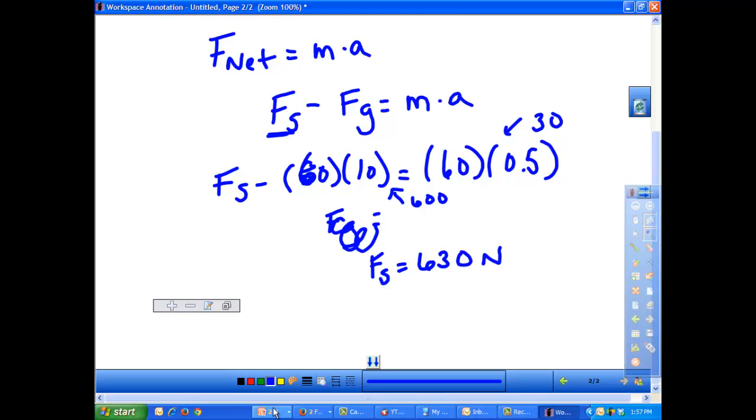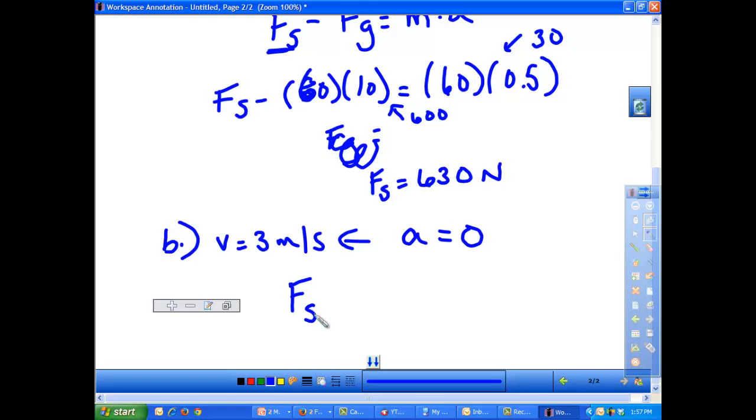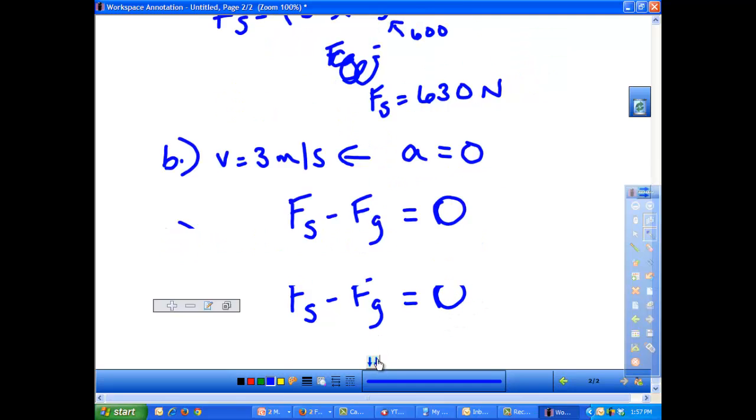Alright, let's look at the next part of the problem, which wants us to figure out what it is when he has a constant velocity of 3 meters per second. Now remember, if the velocity is constant, there is no acceleration happening. So we're going to have the same exact setup, scale minus force of gravity, except now those two things, when we subtract them from one another, is going to equal 0 because there's no net force, there's no acceleration happening. So this guy is 600, we already figured that out, so that must mean that the scale force is 600 as well, in order for that to equal 0.